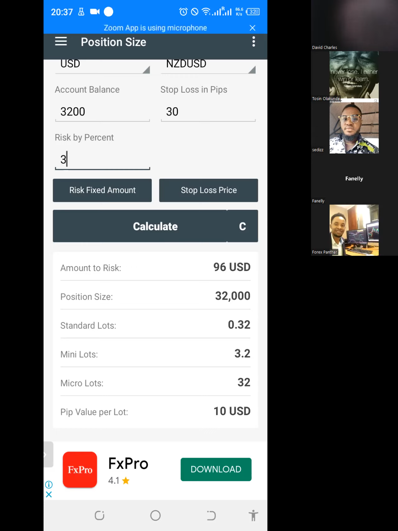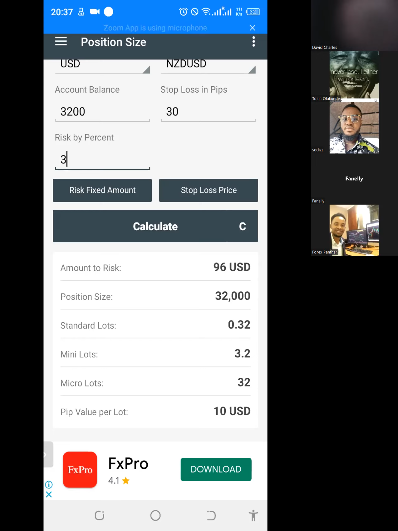So you can see amount to risk, that is 96 USD. Position size, that's 32,000. That is in price units. 32,000 in price units. Standard lot. If we're using a standard lot, it means our lot size was going to be 0.32. If we're using a mini lot, it means our lot was going to be 3.2. And if we're using a micro lot, our lot size was going to be 32.